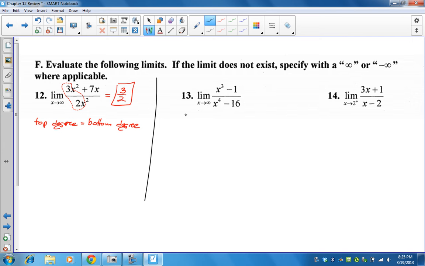13, again, the limit is approaching infinity, so you look at the degree on top and bottom. In number 13, our bottom degree is greater than the top degree. And if that's the case, then the answer is 0. Therefore, your answer is 0. Over here, I guess I'll write this in: if the top and bottom degree are equal, you divide the coefficients.